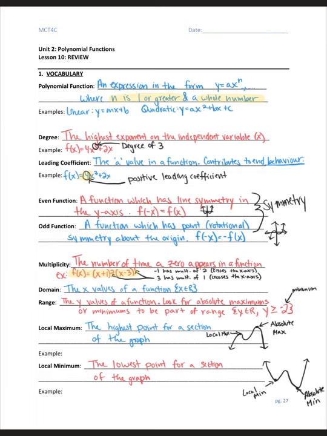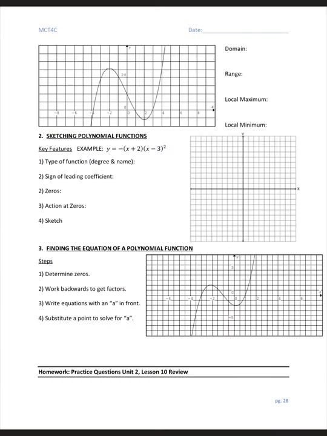A local maximum, local minimum, those just represent a highest or lowest point for a section of the graph. And you can see that in the little depictions next to the definition. Okay, so let's look at some graphs and talk about all these key characteristics we've looked at in this unit.